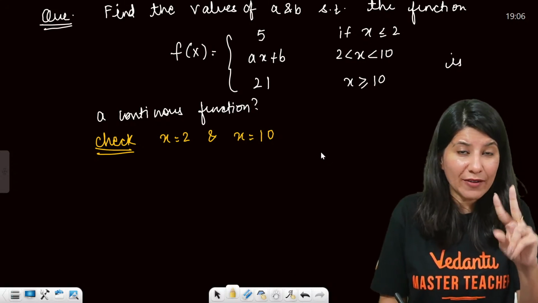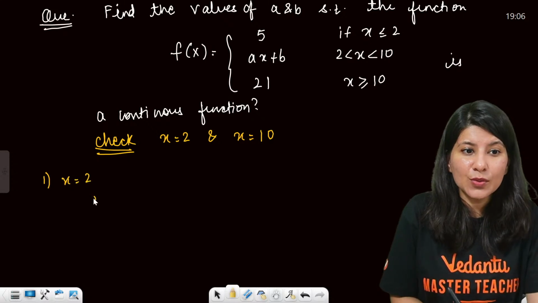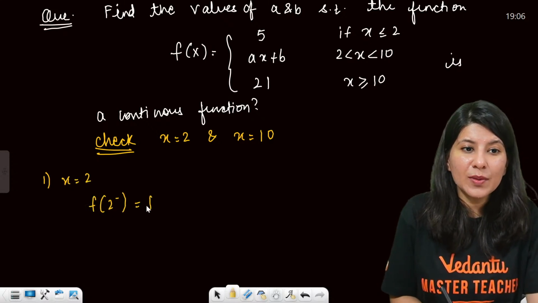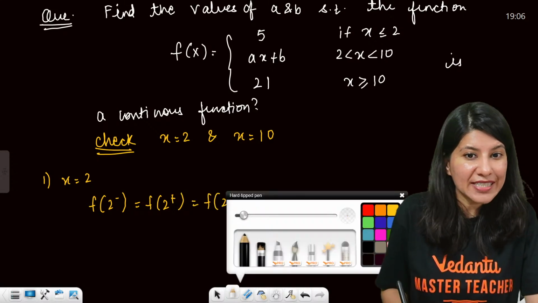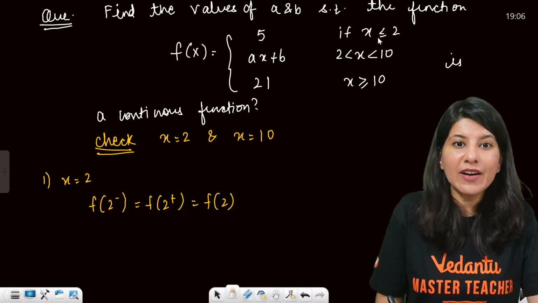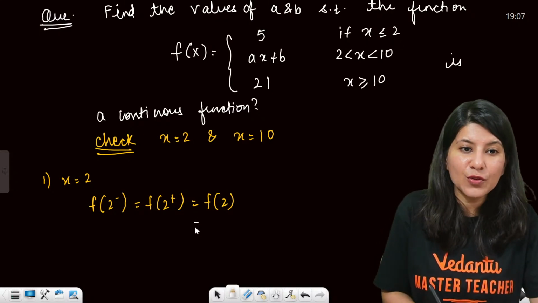So you have to check the continuity twice. First, at x equals 2, f of 2 minus should be equal to f of 2 plus, which should be equal to f of 2. Now you know, I always attack f of 2 first. What will be the value at x equals 2? Equality I can see right here. f of 2 is 5.